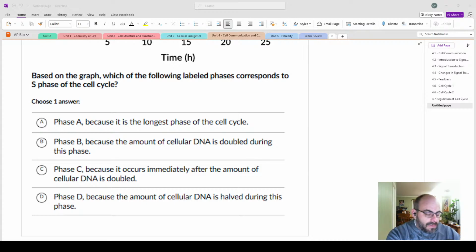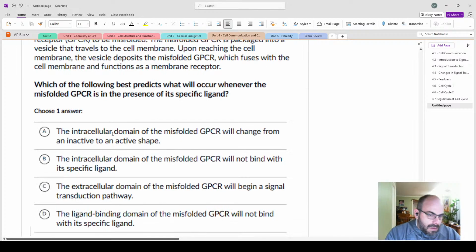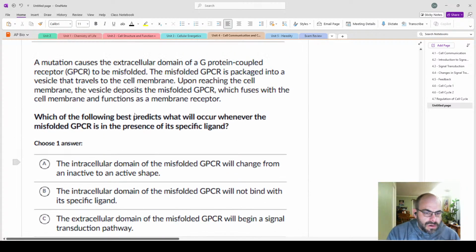All right, I'm going to do one more. This one looks hard. Actually, the ones that don't have pictures are harder for me.